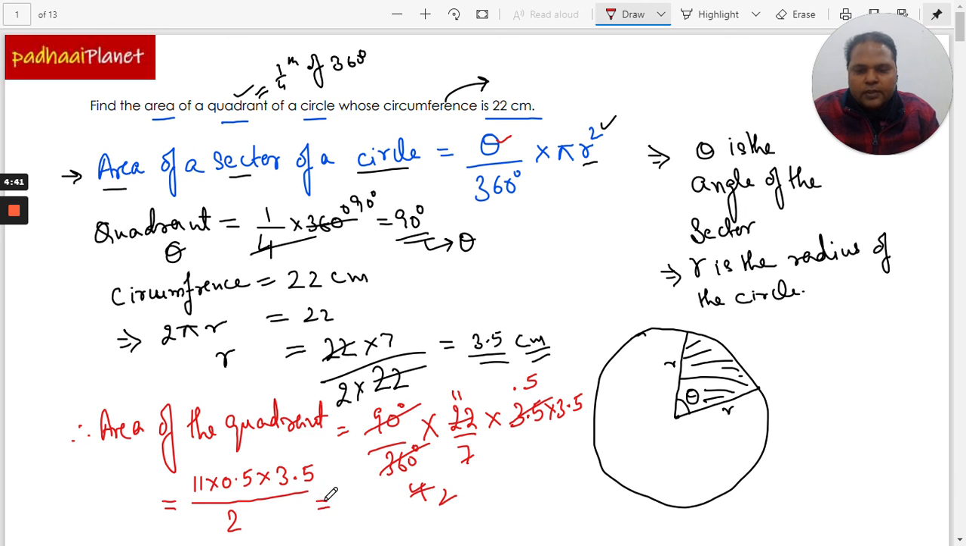Now the answer which we get here, let me take help from the calculator. That's 11 multiplied by 0.5 multiplied by 3.5 divided by 2. So what we get as an answer is 9.625 square centimeters. That's the area of the quadrant which we are talking about. So I hope you could understand.